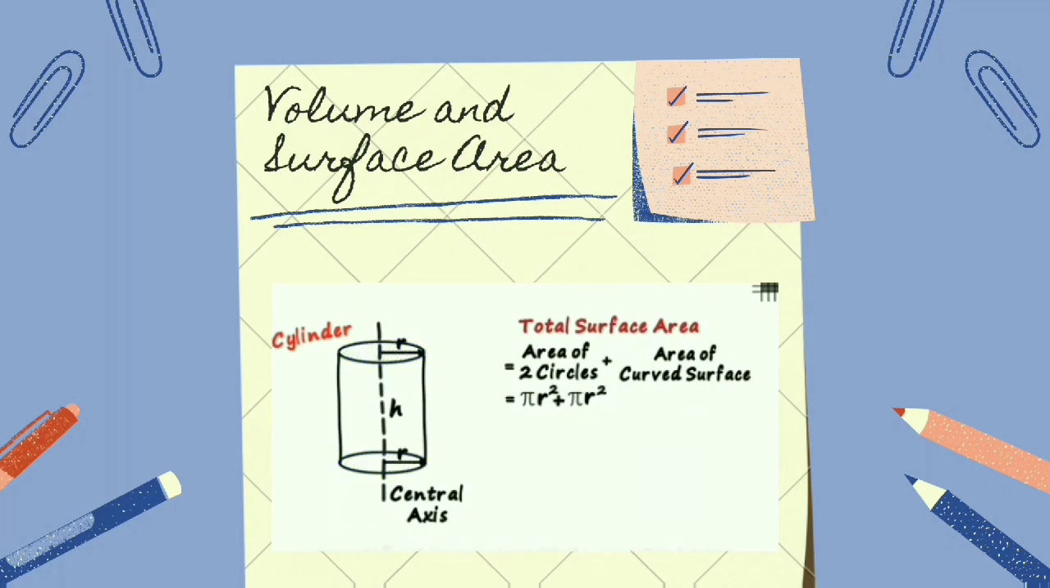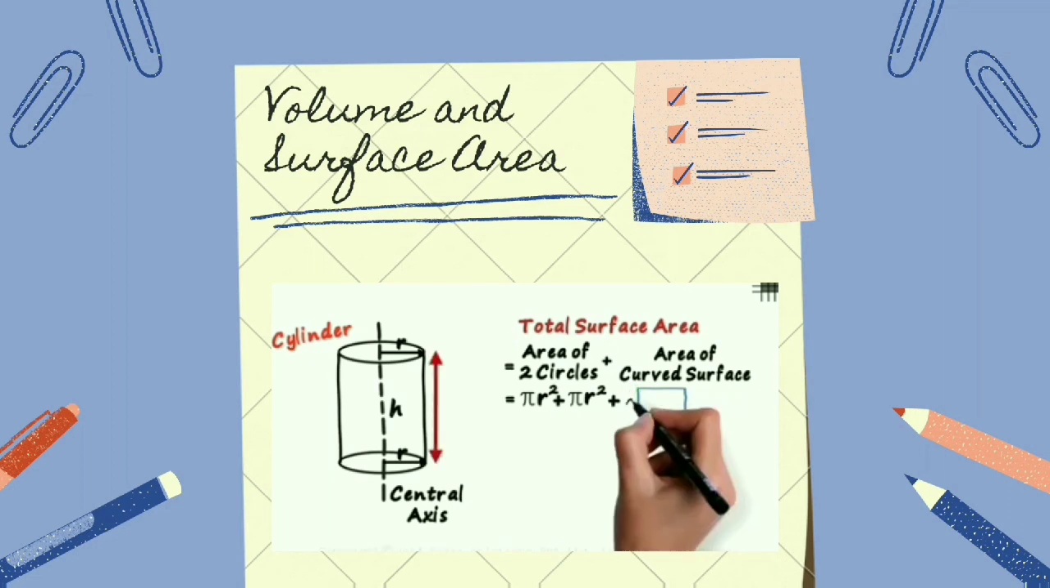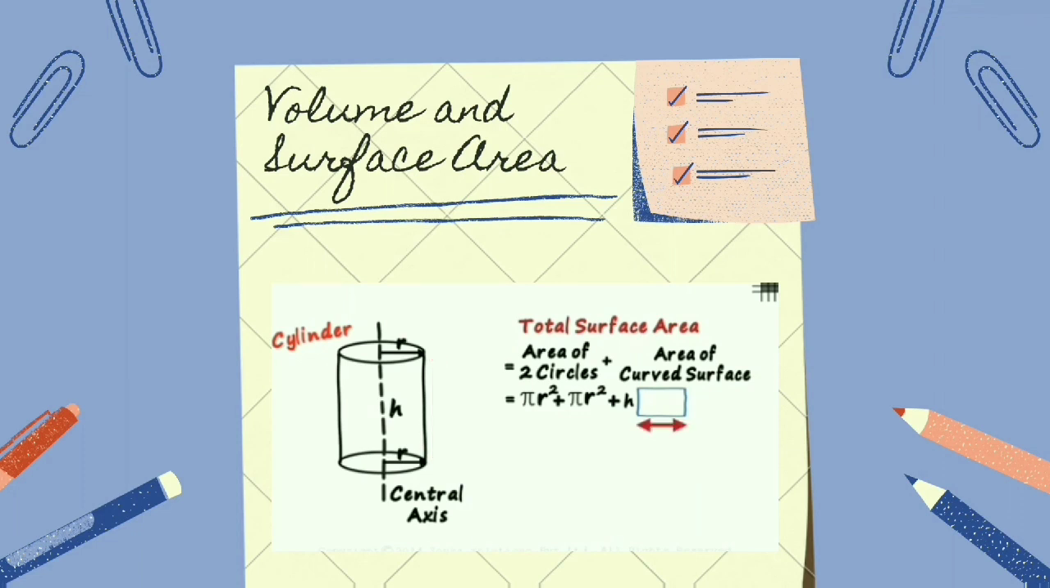But what is the area of the curved surface? This is interesting. The curved surface when opened up will look like a rectangle. And what will be the length and the breadth of this rectangle? The breadth is easy. It will be the height of the cylinder. But what about the length? Yes, the length of the rectangle will be the circumference of the circle. It will be 2 pi r.